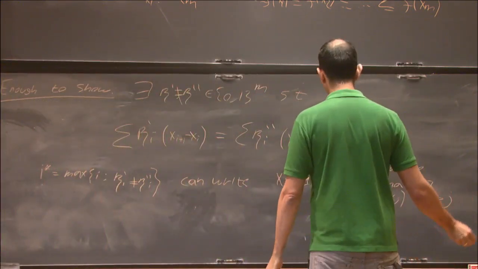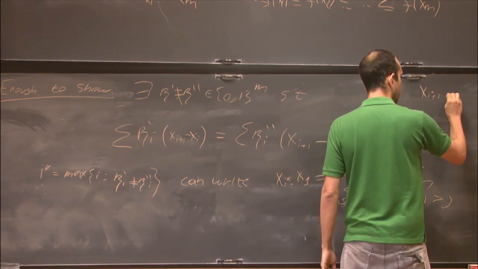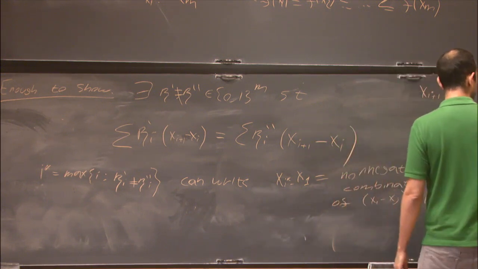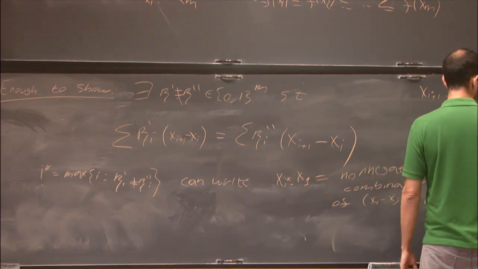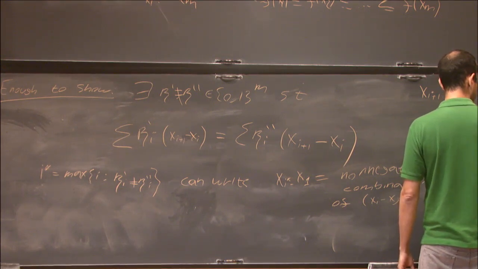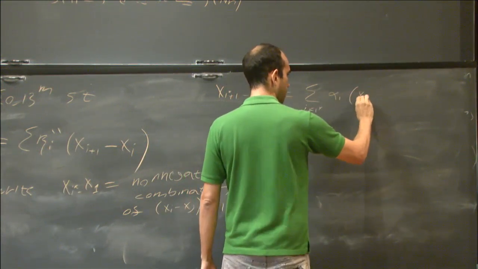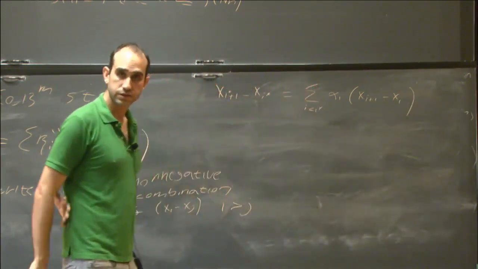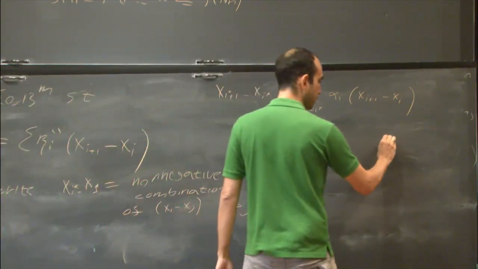Okay, so what do we know? We know that xi star plus 1 minus xi star equals some sum over i less than i star of alpha i times xi plus 1 minus xi. Now, what do we know about the alpha i's? The alpha i's are at least minus 1.